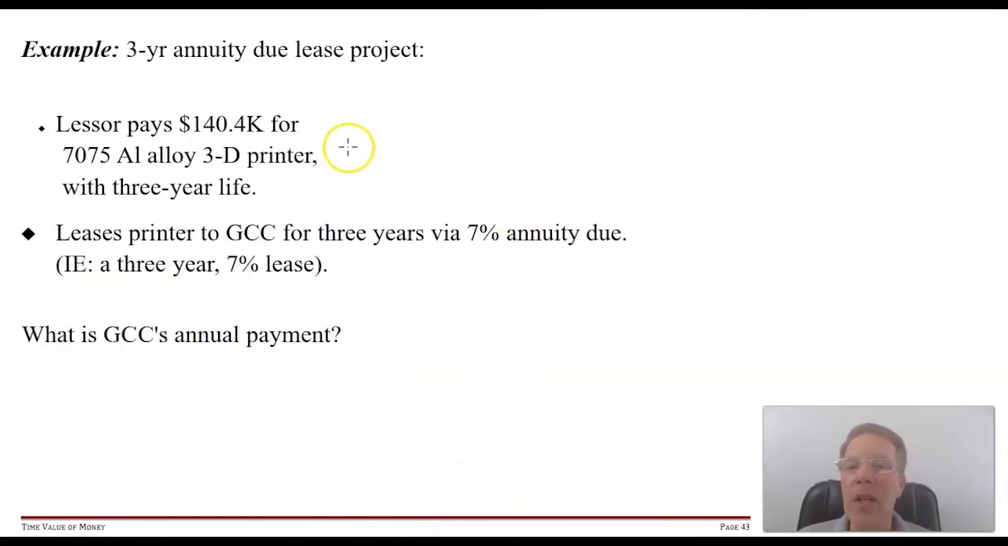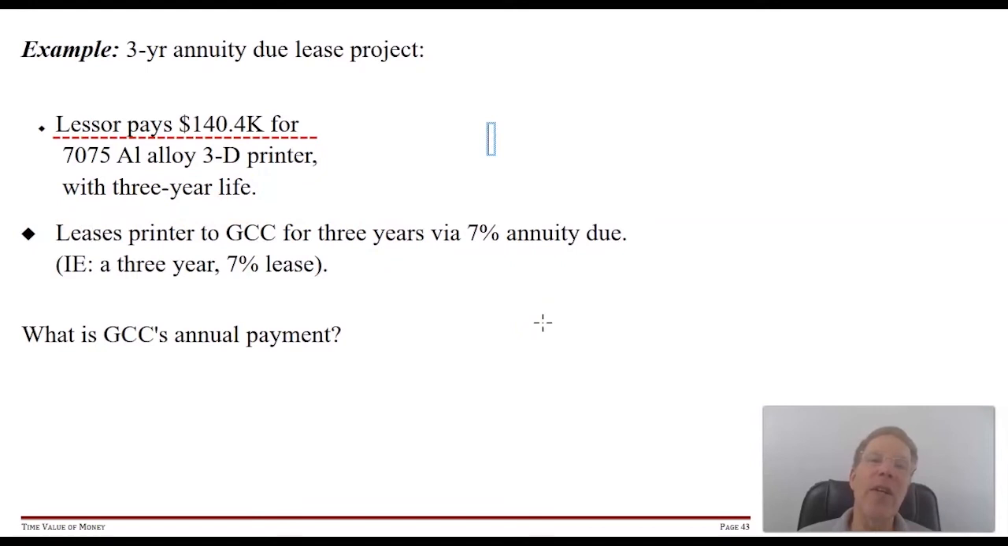So let's jump right in with an example. Let's look at a 3-year annuity due lease project. And let's think about a lessor's point of view, okay? So a lessor, one fine day, goes out and they buy a 7075 aluminum alloy 3D printer. 7075 aluminum is the best, strongest aluminum in the whole wide world. So if you can get a molten printing 7075 aluminum 3D printer, that's a pretty cool machine. So she pays $140,400 for this printer, and it's got a 3-year life, she anticipates.